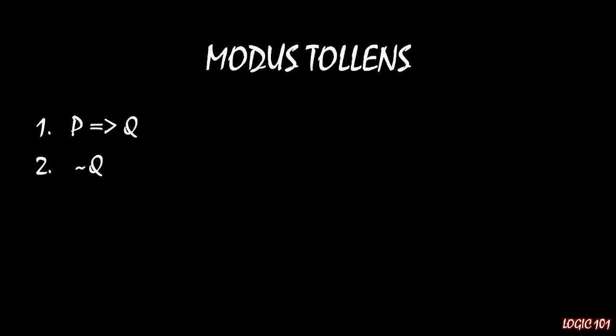You need two premises: P implies Q, and not Q, the negation of the consequent, where, as always, P and Q could be simple sentences or compound sentences, it doesn't matter. If you have these two premises, you can conclude not P as well. So P implies Q, not Q, therefore not P. And we can see how this works using the examples that we talked about last time with modus ponens.